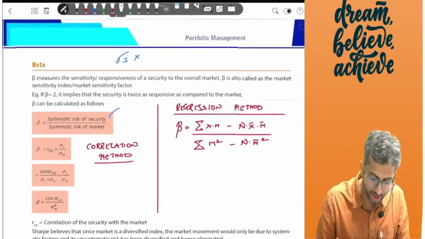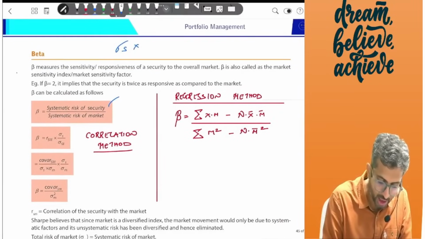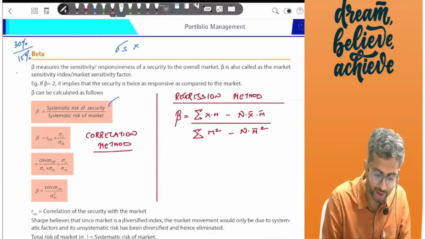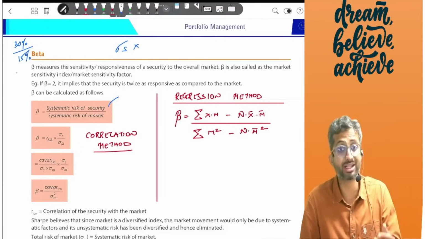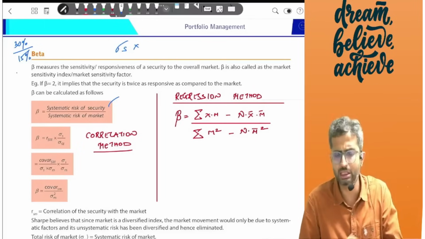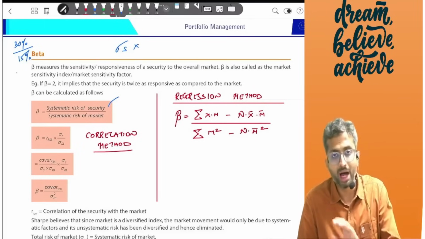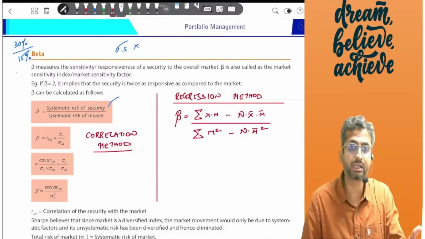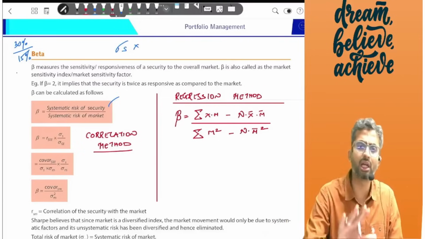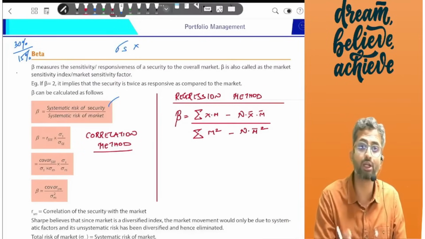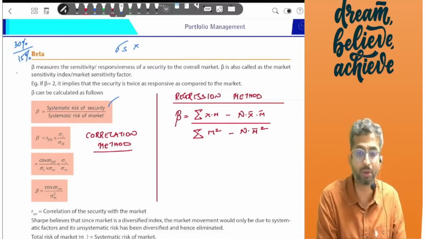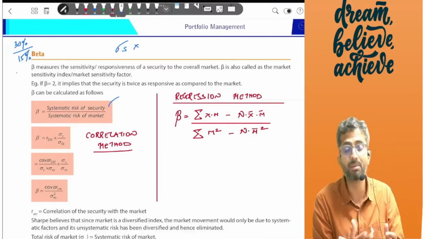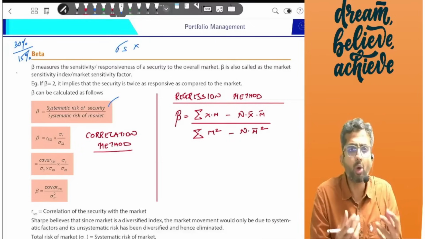So I might say that over here there is 30% risk of the security upon 15%, that is the risk of the market. So your security apparently appears to be twice as risky as compared to the market. Now the market in the denominator is fully diversified and hence theoretically has only systematic risk, but in your numerator the individual security may not be fully diversified and as a result may bear some unsystematic risk. So how do you quantify that?